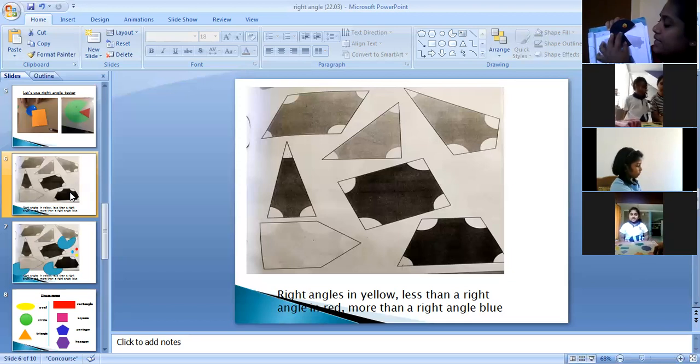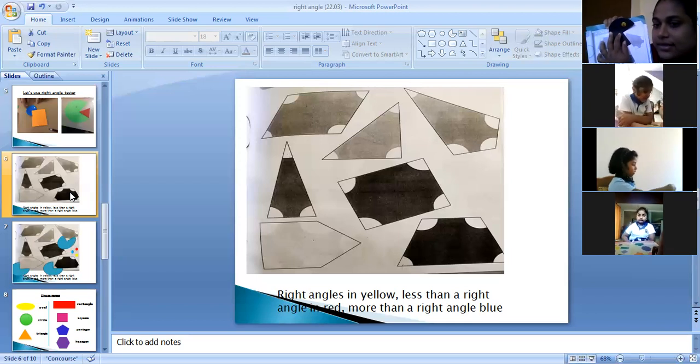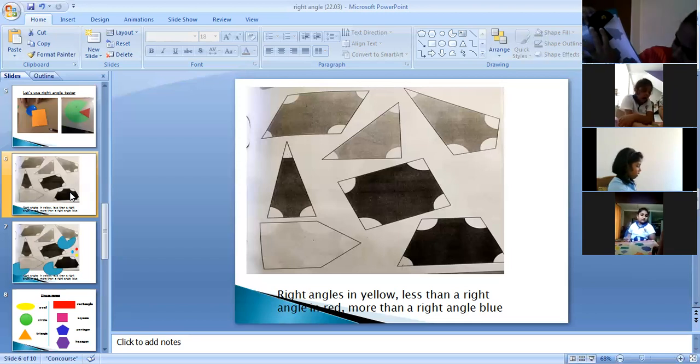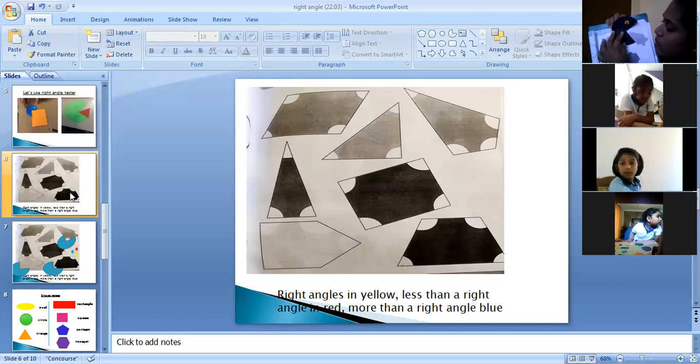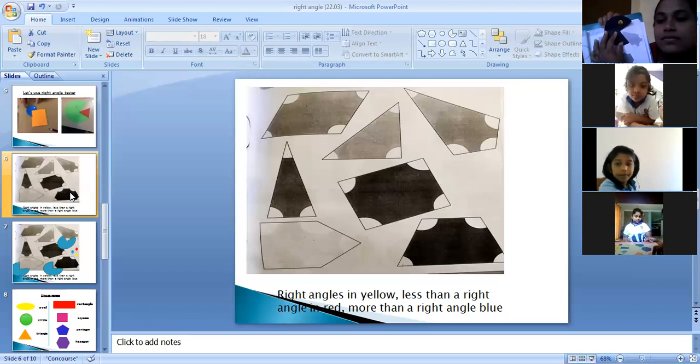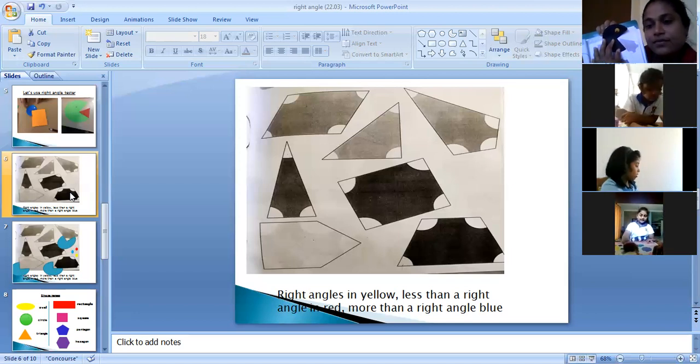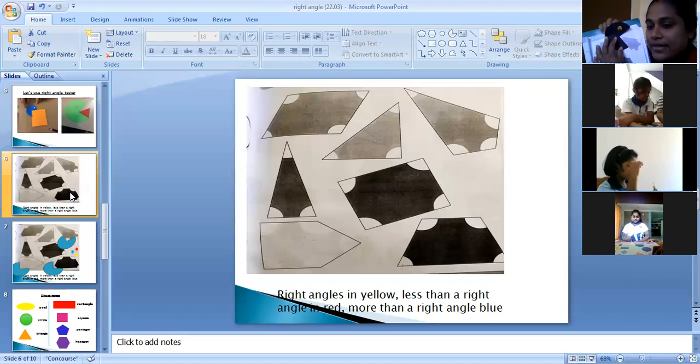So, this corner is less than 90 degrees. What is the name of that corner? No need to write the name. If it is less than 90 degrees, if it is less than a right angle, we should color it in red. Did you notice this? This corner is less than a right angle.